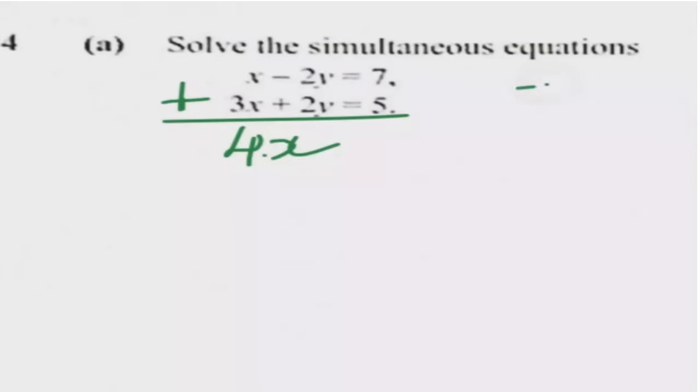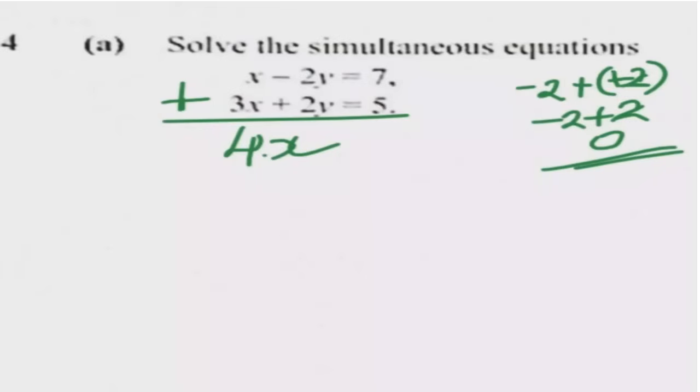If you have negative 2 plus open bracket positive 2, I'm just ignoring the y so that I can make it easier for you. First I evaluate what is in the bracket. I write negative 2, then positive times positive 2 gives positive 2. Therefore, negative 2 plus 2 gives 0, so we ignore it. Then we say equal to 7 plus 5, which gives me 12.